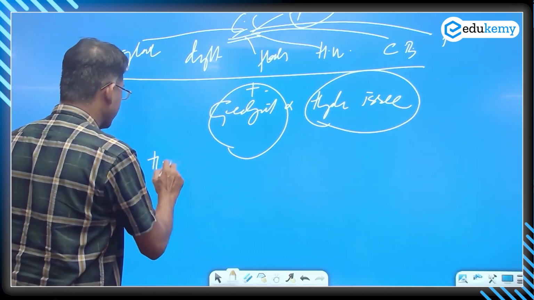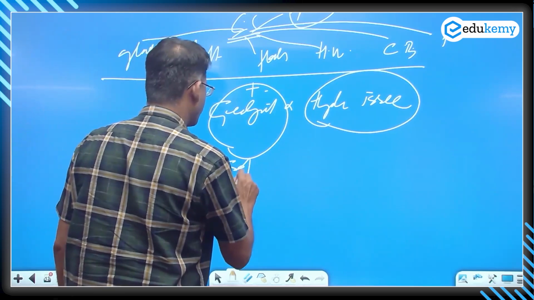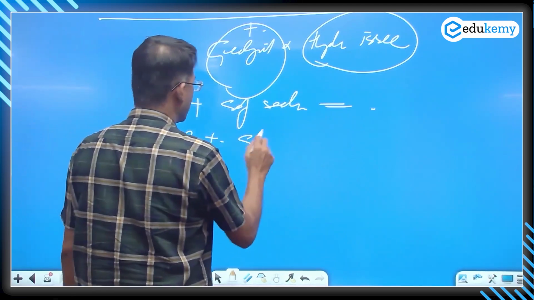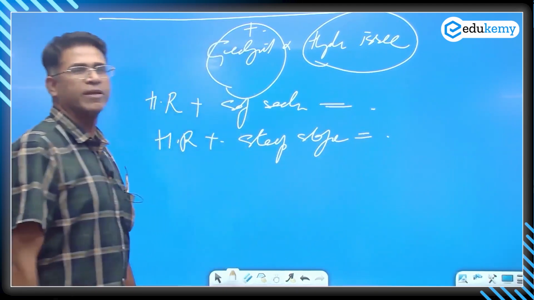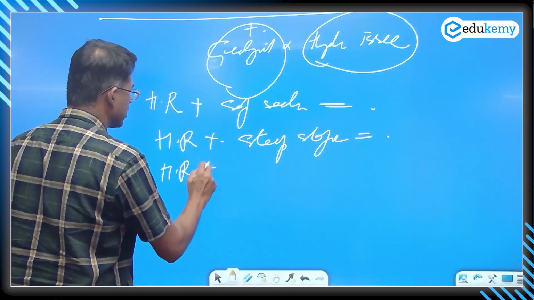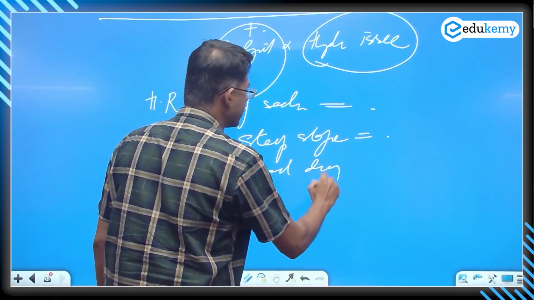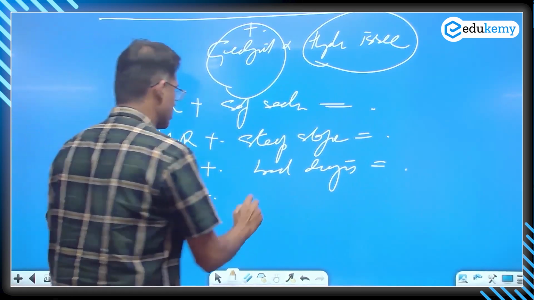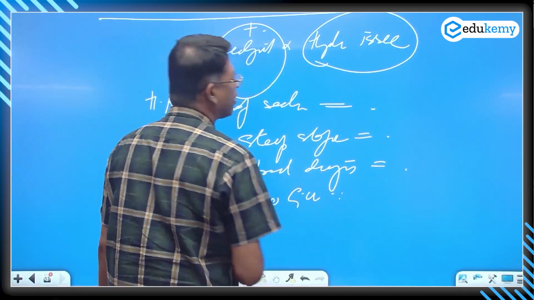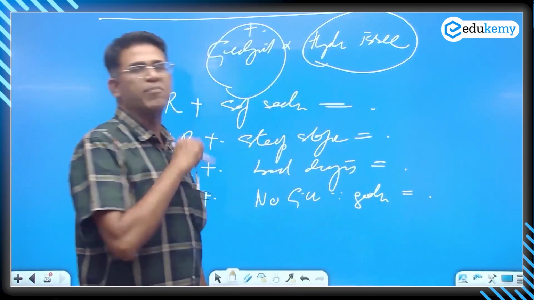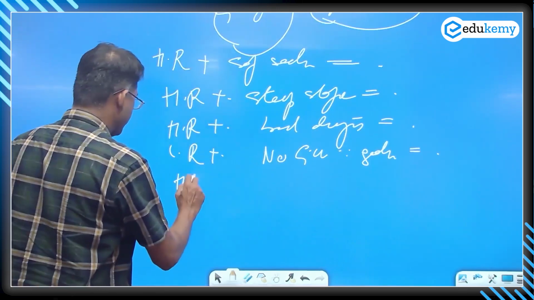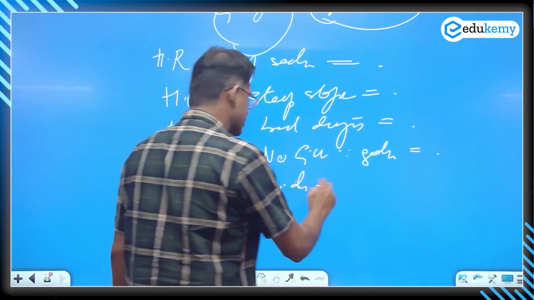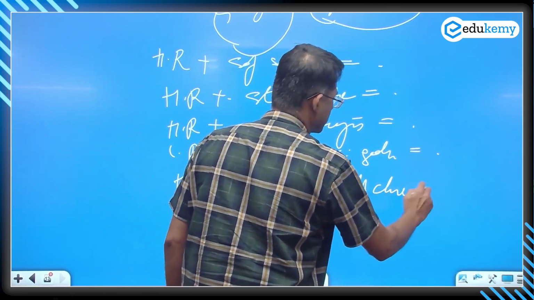So heavy rains plus soft sediments, this is a problem. Heavy rains plus steep slopes, this is a problem. We have heavy rains plus bad drainage. This is a problem. Say less rains plus no groundwater because of geological factors. That is a problem. Is it okay, all of you? Okay. So I have heavy rains, increased water discharge plus alluvial channels. Now this is a problem.